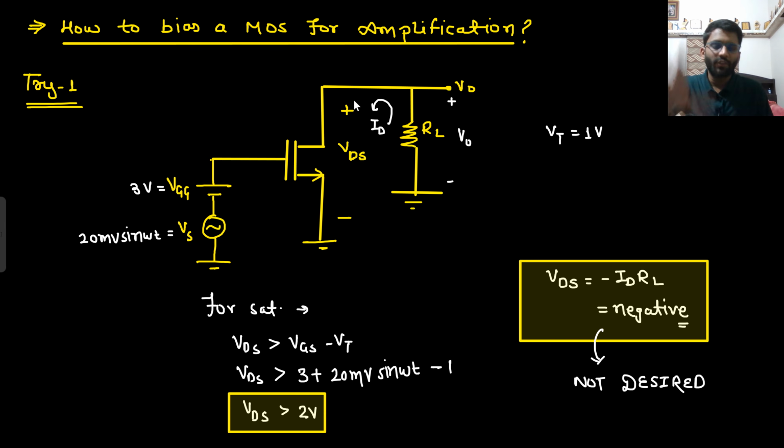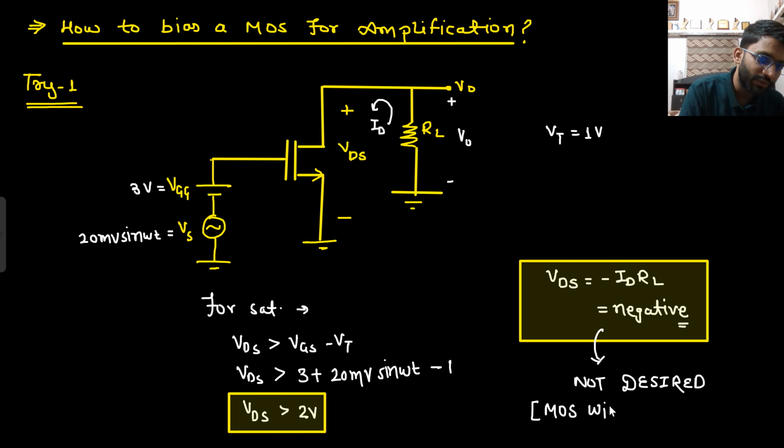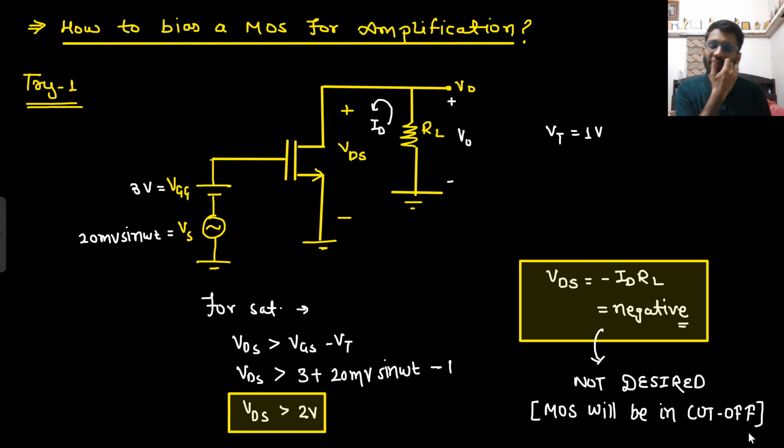So if you use this configuration, what will happen? Your transistor will not even turn on. The transistor will be in cutoff. If you use this configuration, MOS will be in cutoff. So this is the disadvantage here, that you are not able to turn on the transistor. Are you getting this point?